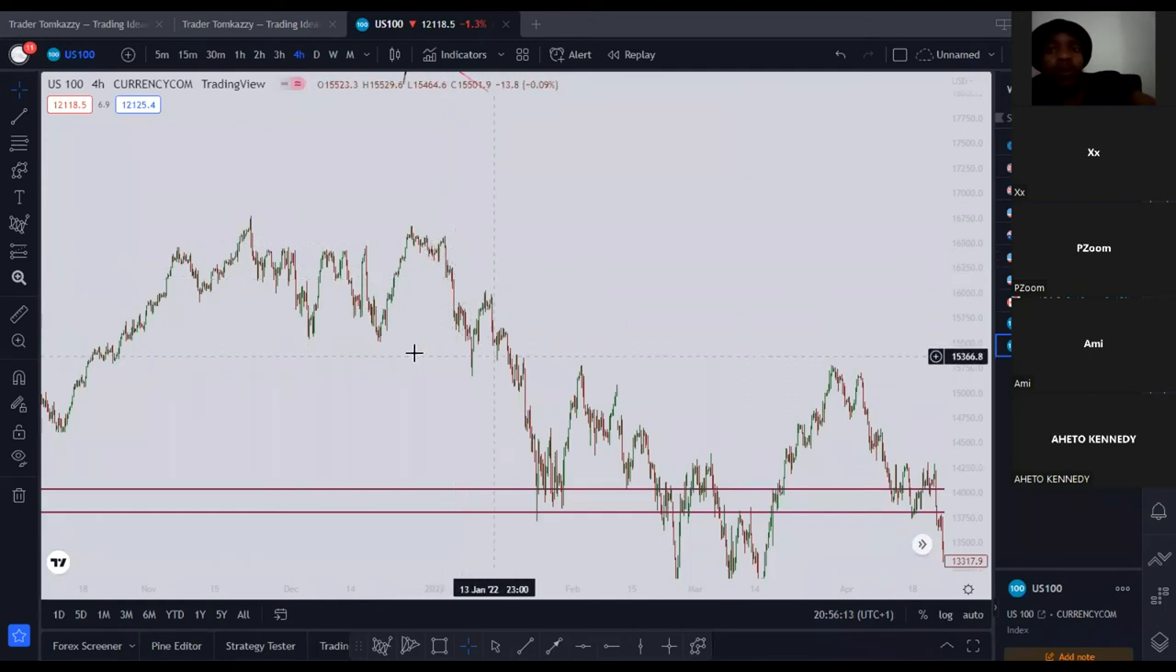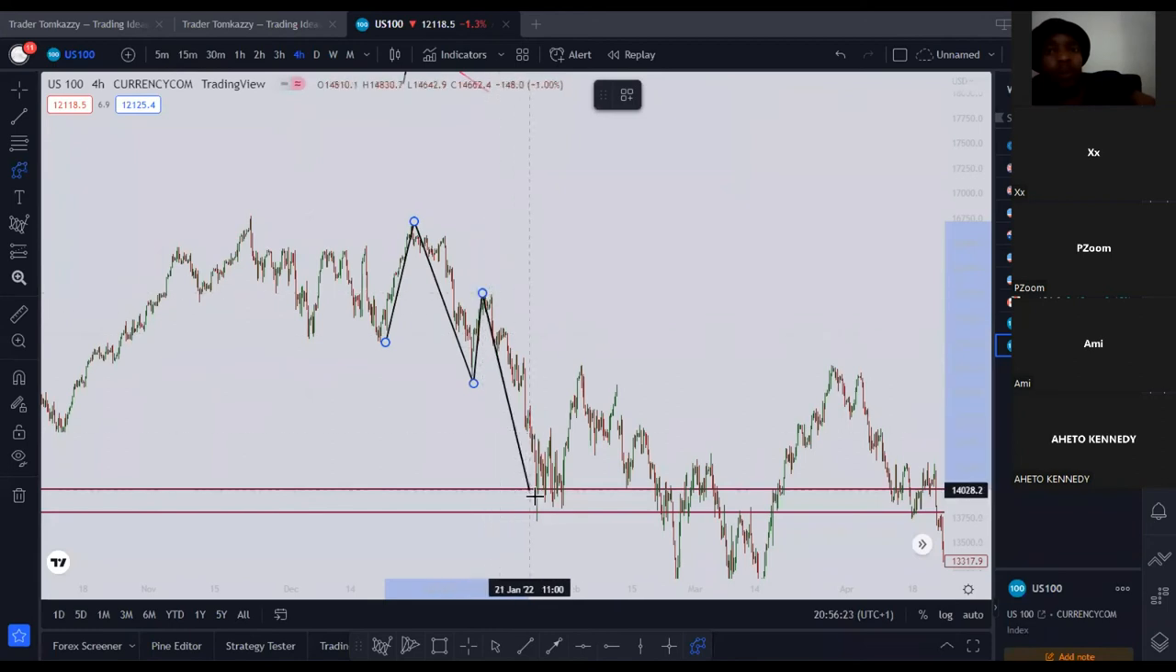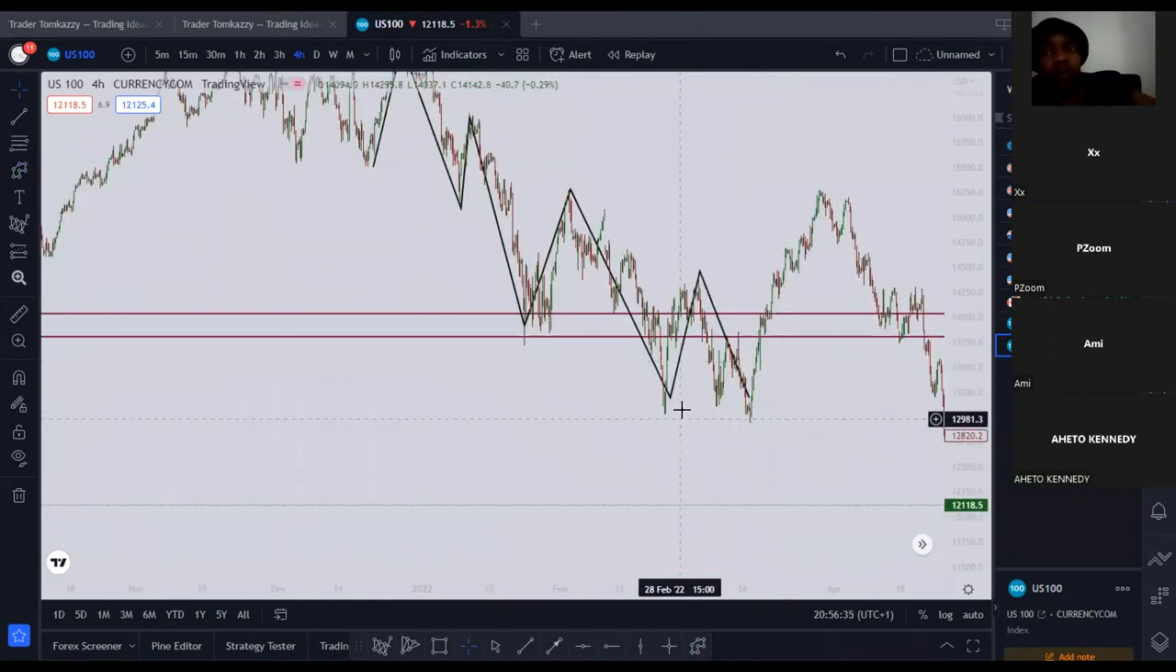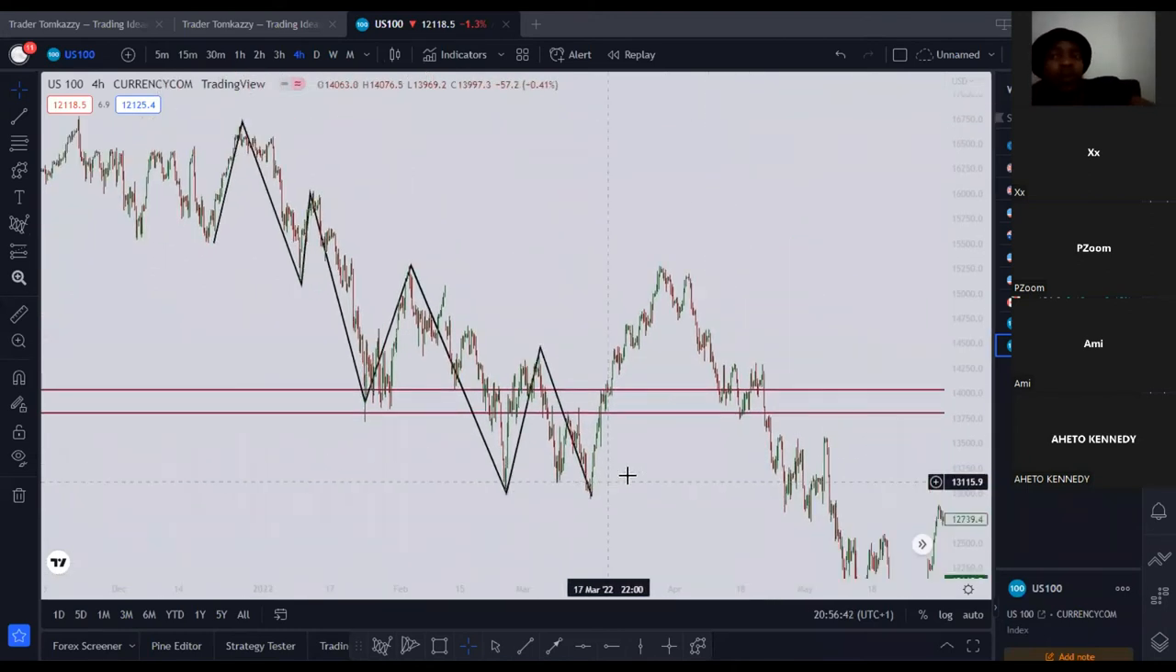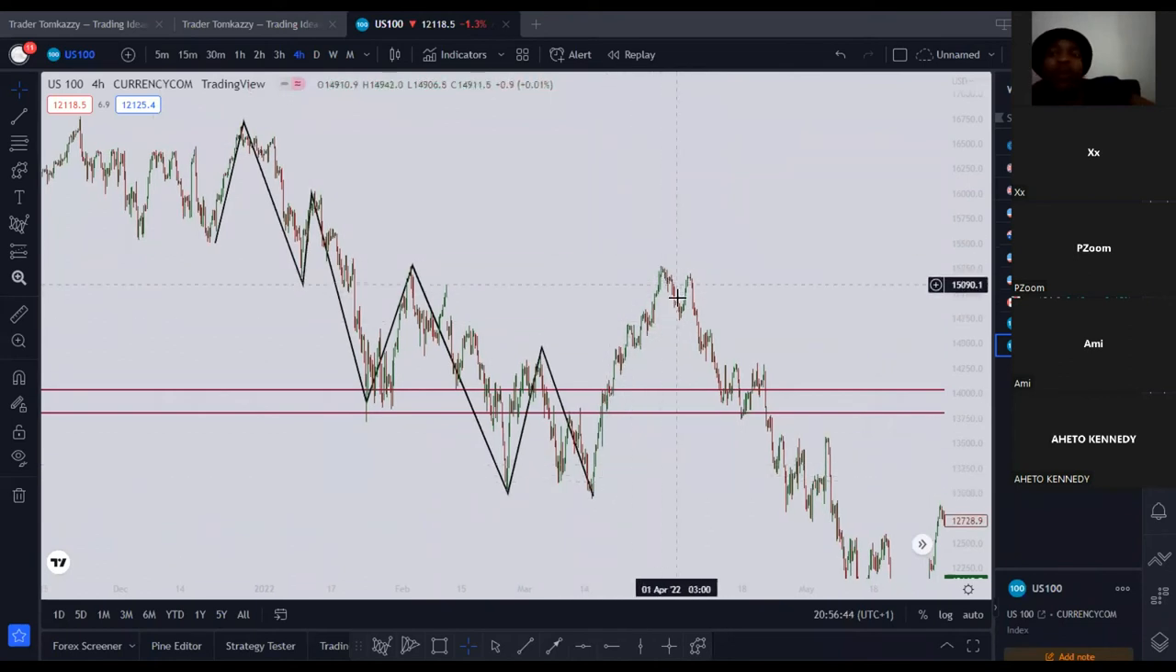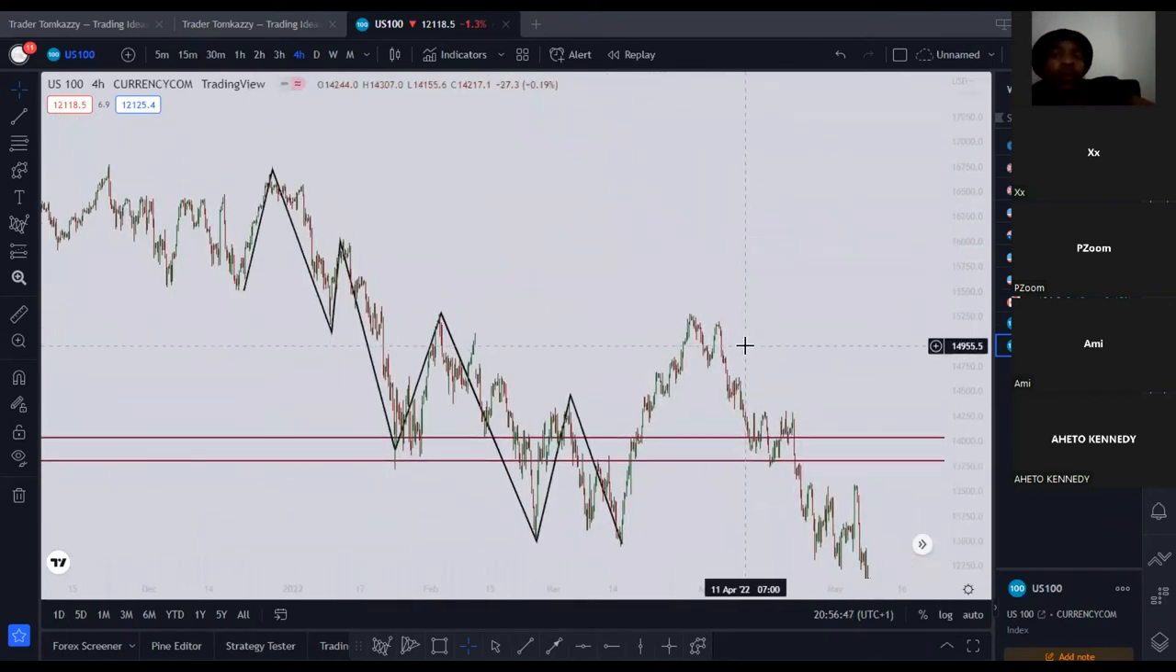Lower highs. This thing can be confusing. This lower low here, lower high, lower low, lower high, lower low, lower high, lower low, lower high. Then the last lower low. I have to put this in before. So this movement was caused by what? News.